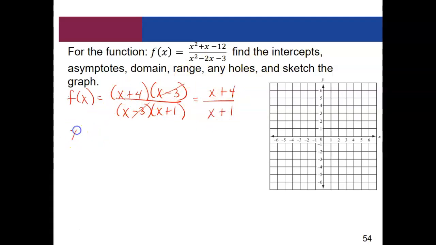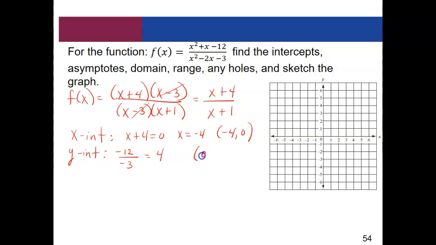So as far as the intercepts, my x-intercept, I'm going to set this numerator equal to 0. I'm going to get x equals -4. So my intercept would be (-4, 0). My y-intercept, I'm going to plug 0 in, and so when I plug 0 in, I'm going to get -12. If I plug 0 into the denominator here, I'm going to get -3. So I'm going to have 4. So it's going to be (0, 4). So I can plot those points, (-4, 0) and (0, 4).